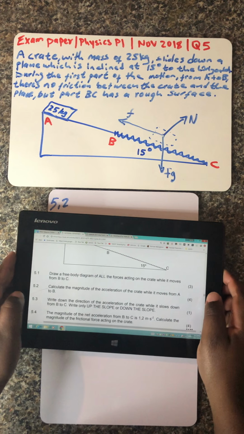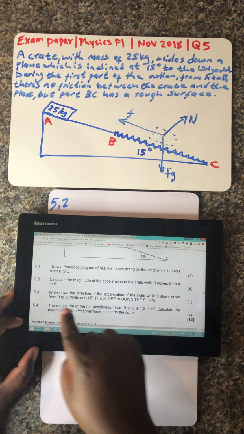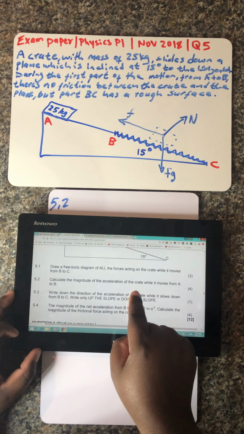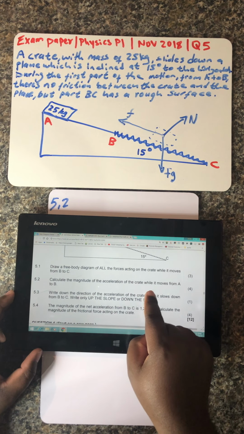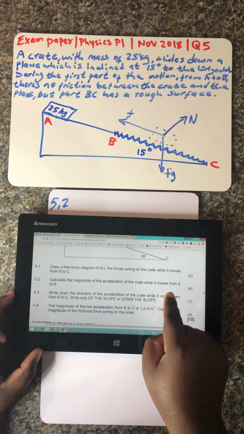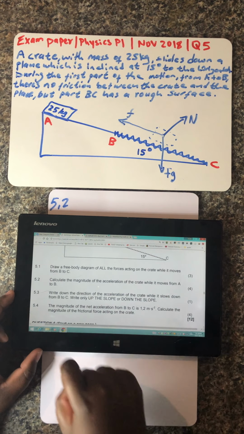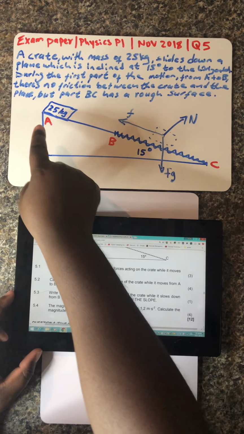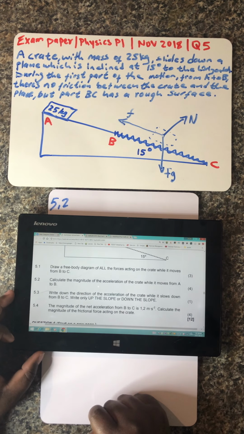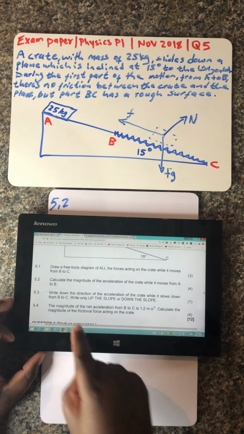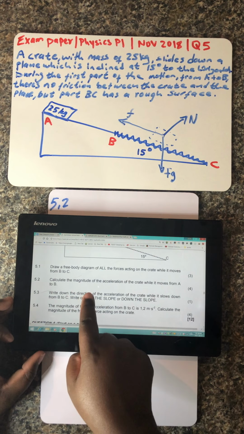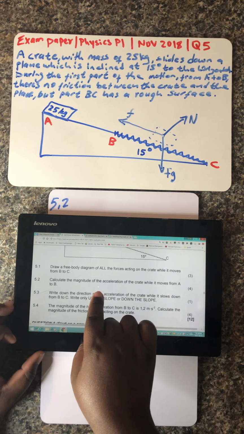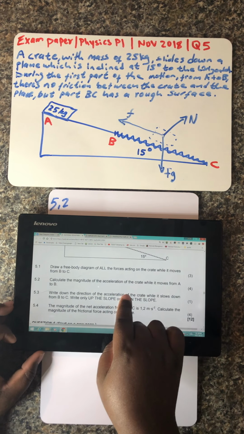Question 5.2 says, calculate the magnitude of the acceleration of the crate while it moves from A to B. Guys, very, very much important: while it moves from A to B. Okay, what is it that they want us to calculate? They want us to calculate the magnitude of the acceleration of the crate.